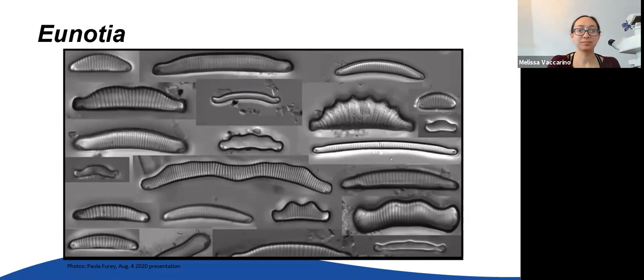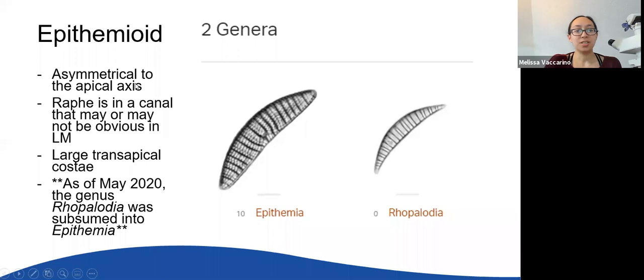Epithemioids, asymmetrical to the apical axis. The raphe is in a canal again, that may or may not be obvious. And they have the large transapical costae. And as of May 2020, the genus Rhopalodia was subsumed into Epithemia on the Diatoms website.